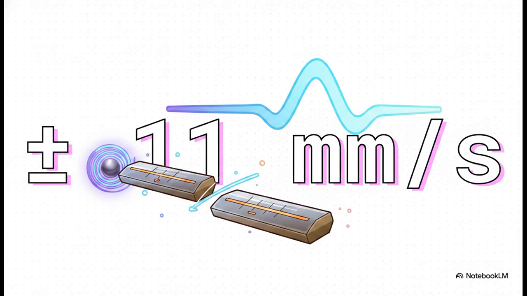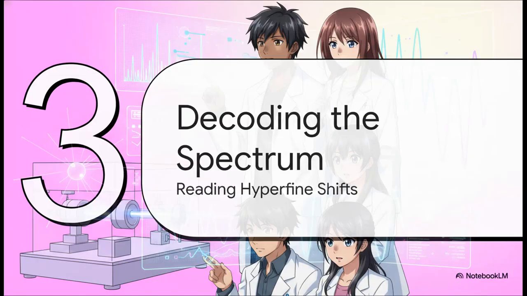So we are using macroscopic millimeter-scale physical movements to detect infinitesimal energy shifts deep inside an atomic nucleus. It's wild. Okay, let's jump into Section 3, decoding the spectrum.